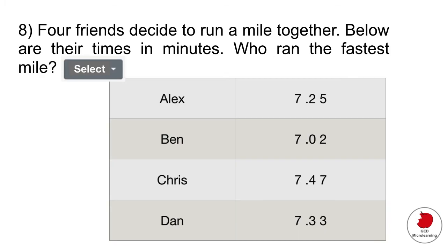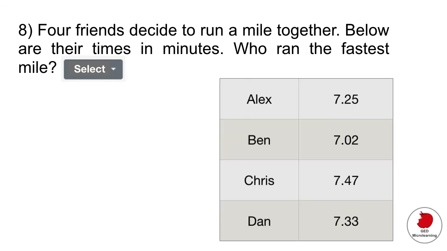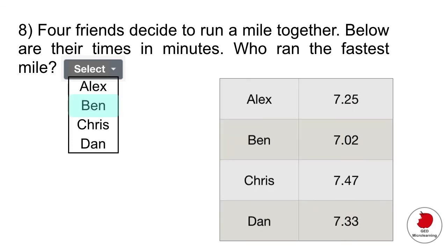So we go back to our table, and again, all of them ran around 7 minutes. You would look at that number to see who is fastest. And you can see that the smallest number is Ben, because he ran 7.02, which is the smallest number of the 4 of them.